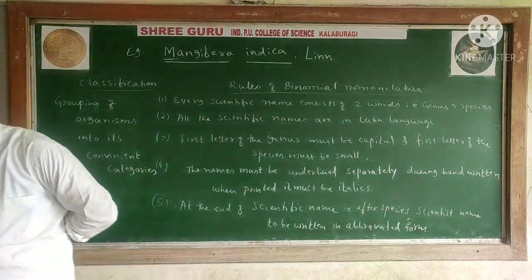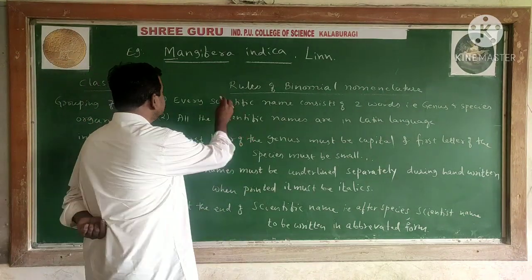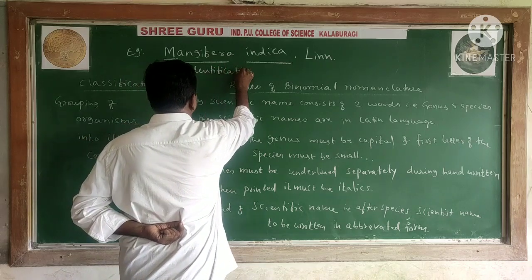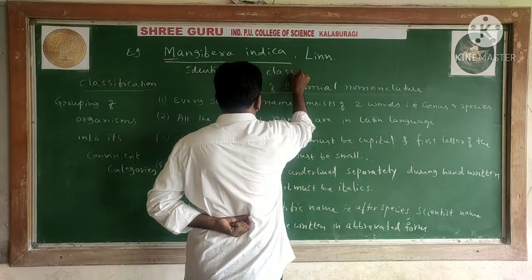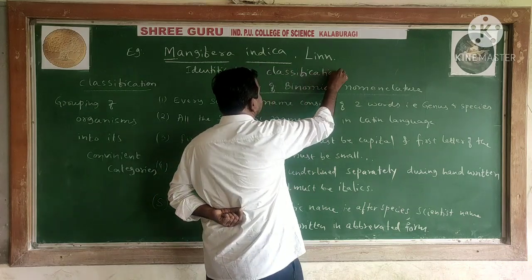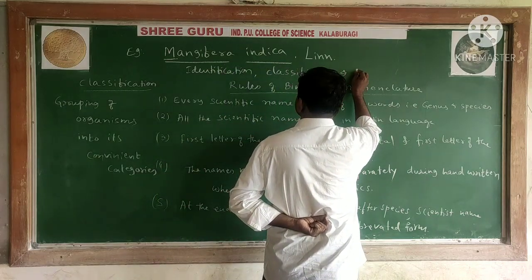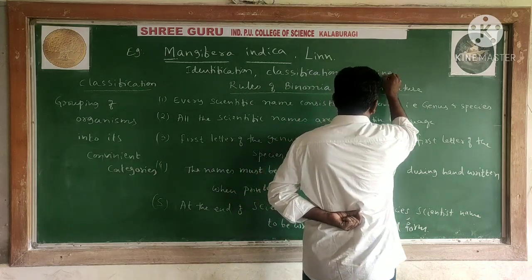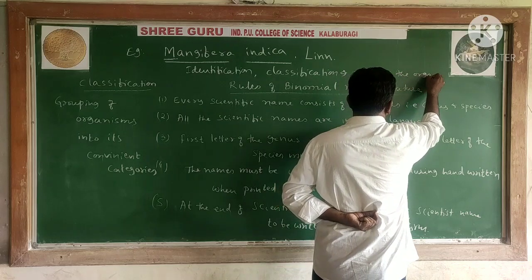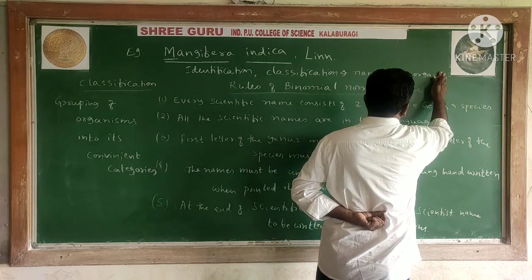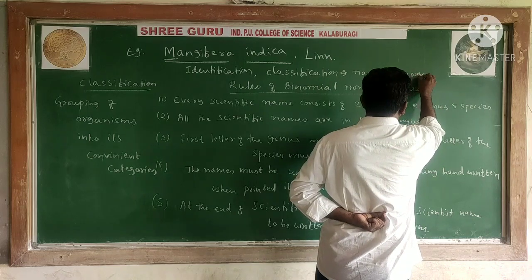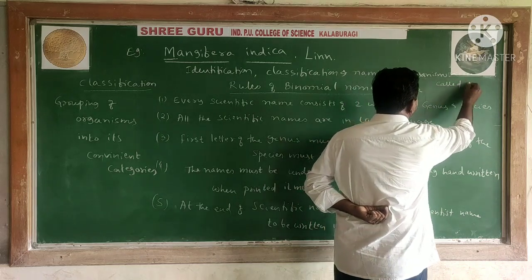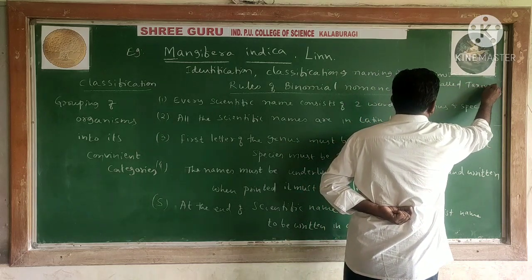This is an exam definition, so write down the definition. Identification, classification and naming the organisms is called taxonomy.